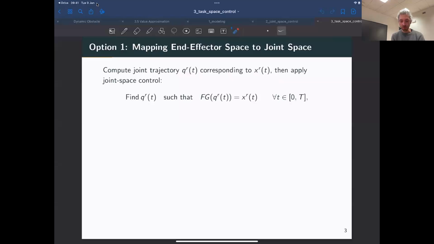We would need to solve this optimization problem. Well, they're actually constraint satisfaction problems because we are not minimizing anything. We are just trying to find the joint angles so that the forward geometry of the given joint angles gives us the desired reference position for the end effector. So the forward geometry Fg is a function that computes the position of an end effector starting from the angles of the joints.